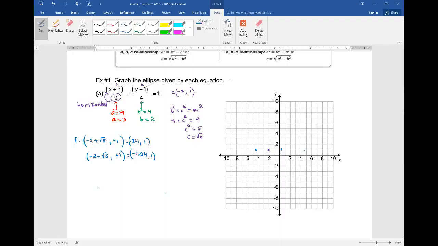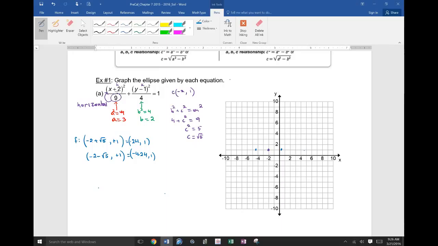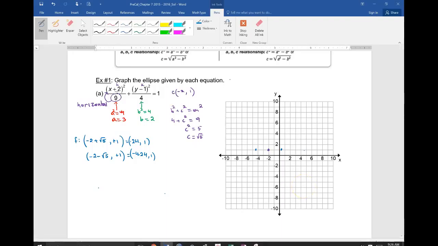What is it showing? This is a projector thing. So, okay. Those are my foci.